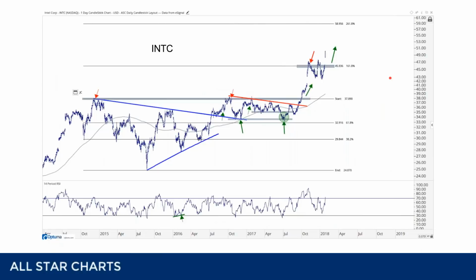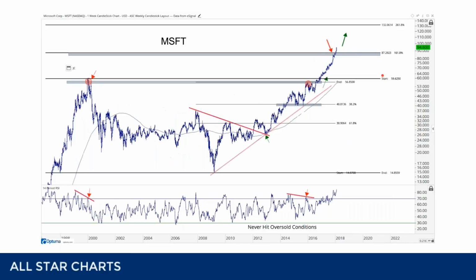We want to be buying weakness very aggressively in Intel. If we're above 46, we want to be extremely long Intel. I think we go to 59.